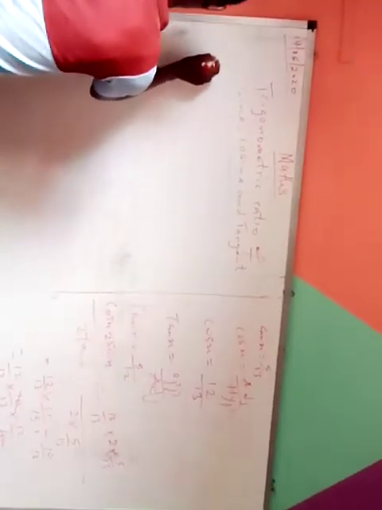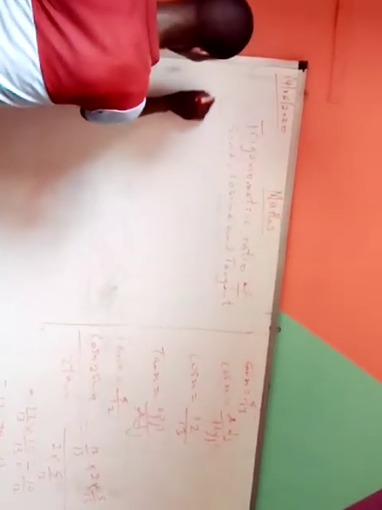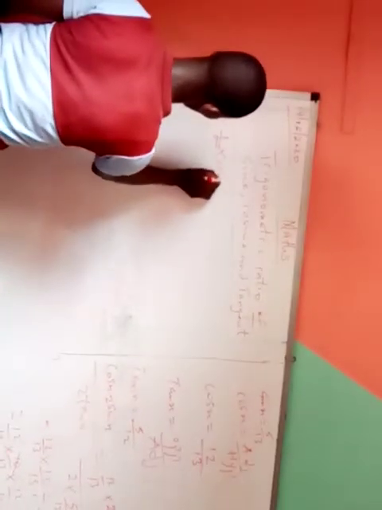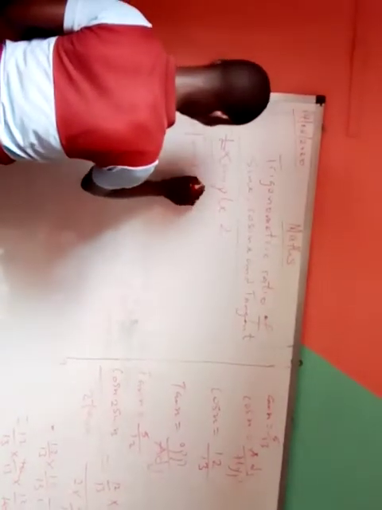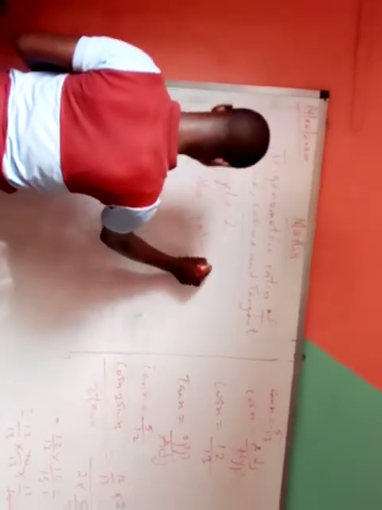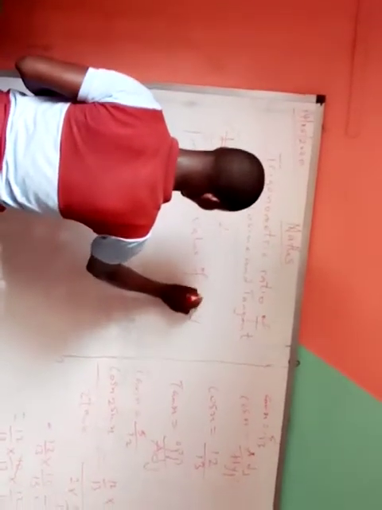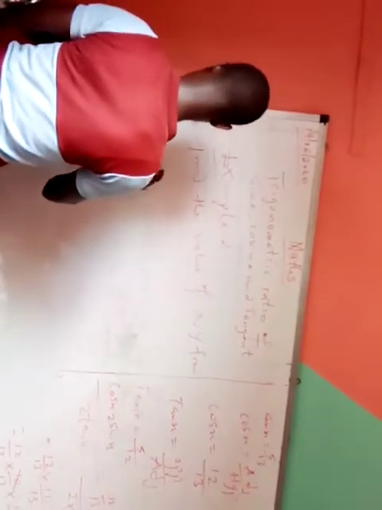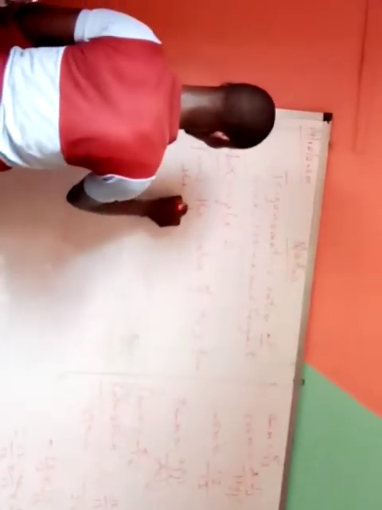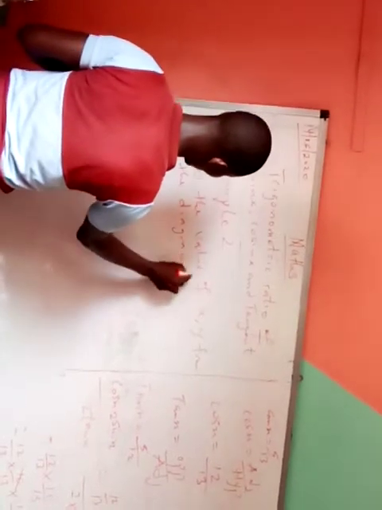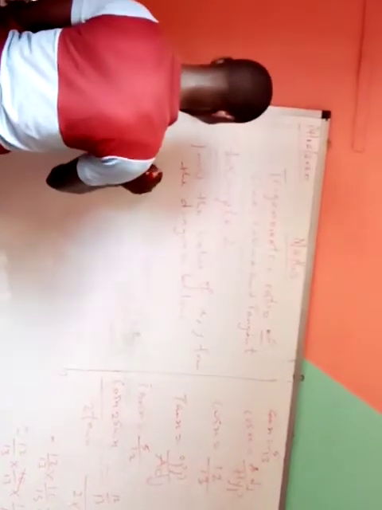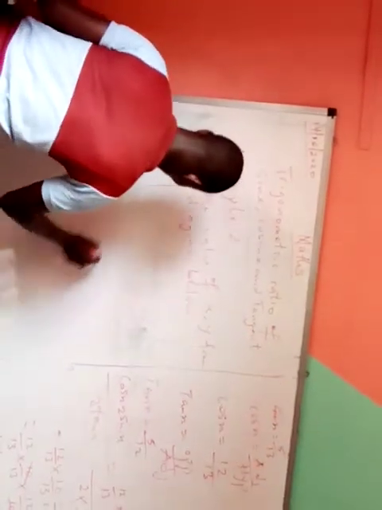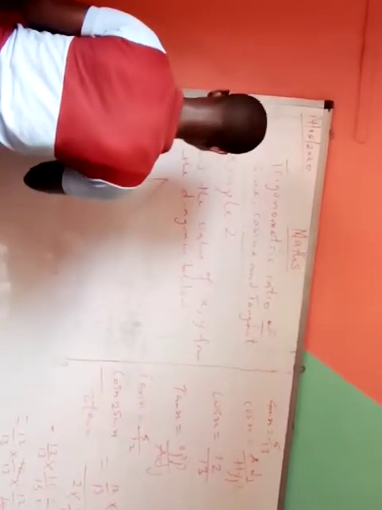Example 2. Find the value of x and y from the diagram below. So I have A, we have this side to be 8 meter.